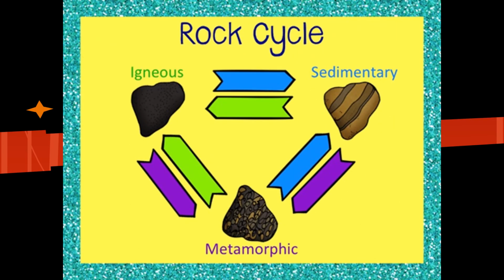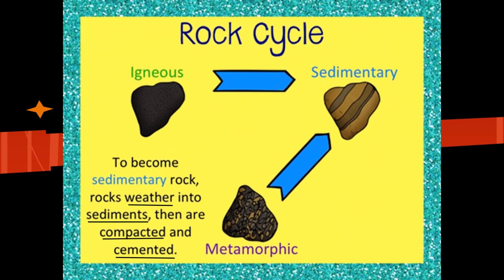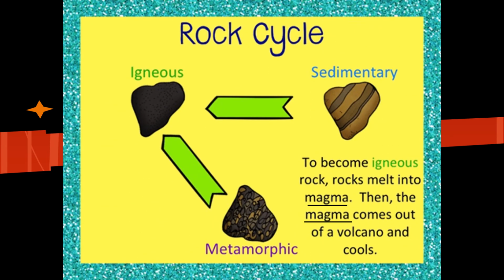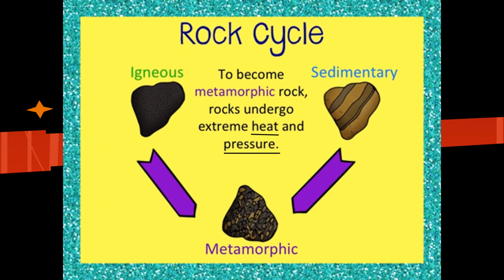Here's another diagram of the rock cycle, seeing that it could go back and forth between the 3 different types of rock. Igneous rock can become sedimentary rock when it is weathered into sediments and then compacted and cemented. Sedimentary rock can become igneous rock when it melts into magma and then becomes hardened out of a volcano. Igneous and sedimentary rock can become metamorphic rock if it undergoes extreme heat and pressure. This takes some time, but it can happen.